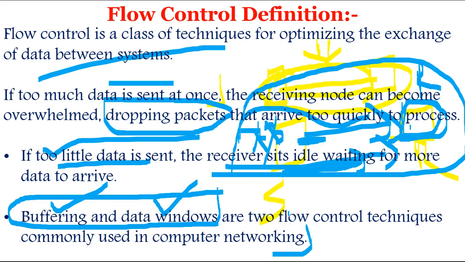Next slide. So guys, I hope this scenario is very simple. The definition of flow control is a technique for optimizing the exchange of data between two systems, because there are possibilities that one PC may send data very quickly and the receiving device may not be able to handle that quick exchange, or the sender may send very little data. In that condition, the receiving device will wait until more data arrives.